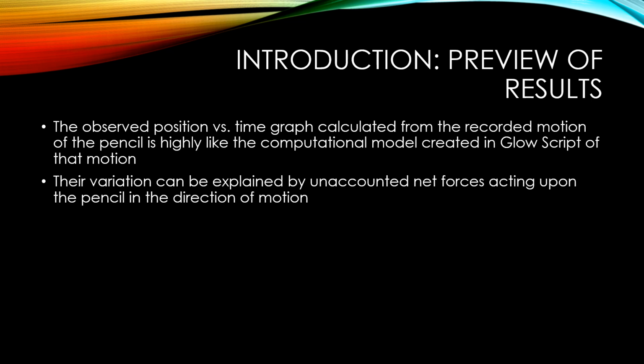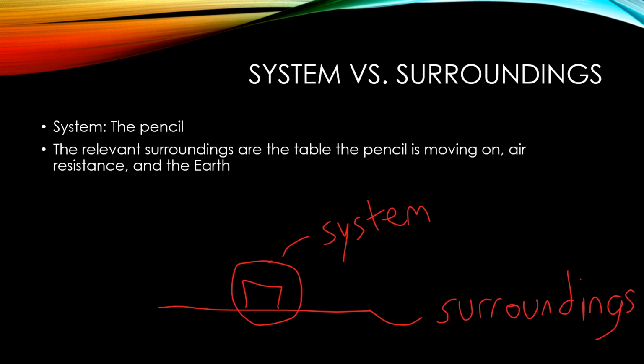A preview of the results. The observed position versus time graph calculated from the recorded motion of the pencil is highly like the computational model created in GlowScript of that motion. The variation can be explained by unaccounted net forces acting upon the pencil in the direction of motion. The system versus surroundings. The system is the pencil, and the relevant surroundings are the table that the pencil is moving on, air resistance, and the earth. A brief sketch of it is shown below.